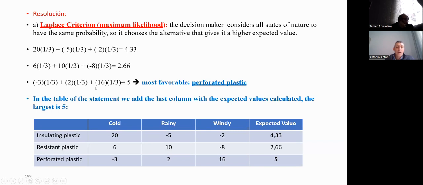Which is the most favorable? In this case, by using the Laplace criterion, because they have the same probability, the most favorable is perforated plastic. So the decision will be to take perforated plastic. In this scenario, using the Laplace criterion, the decision maker takes into account the same probability. There is no difference between probabilities.